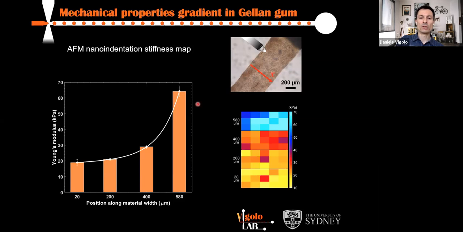The way we perform AFM measurement is essentially to take at each location a map of several positions and then average the value. So you can see here the distribution of the stiffness at 4 different locations, for example.